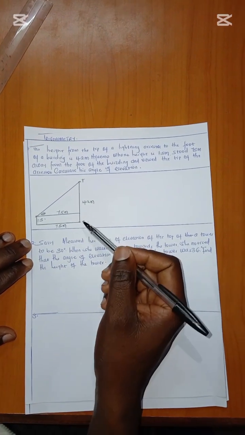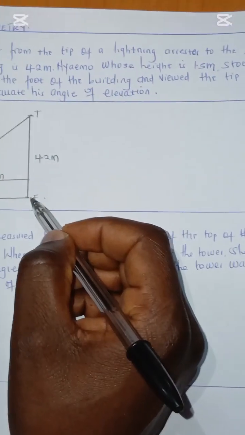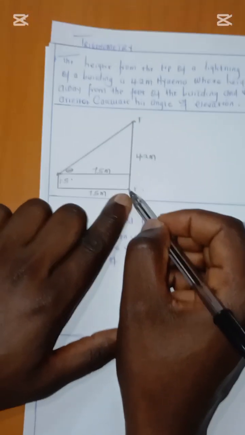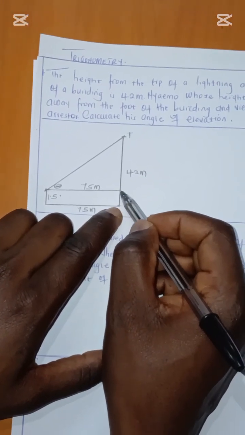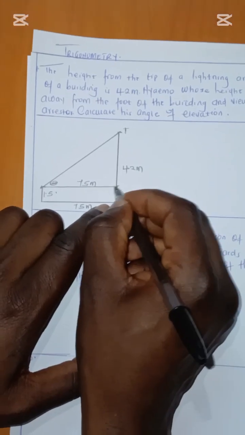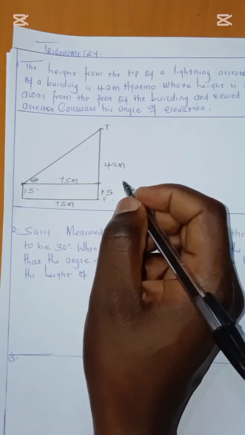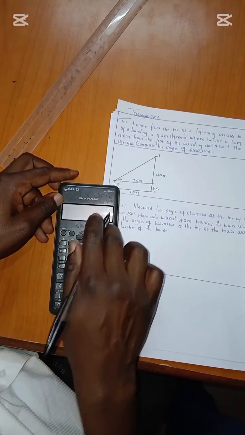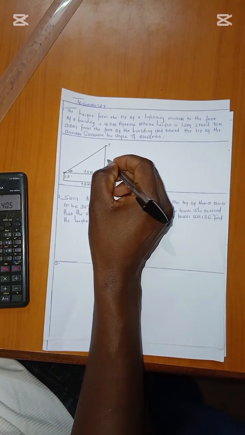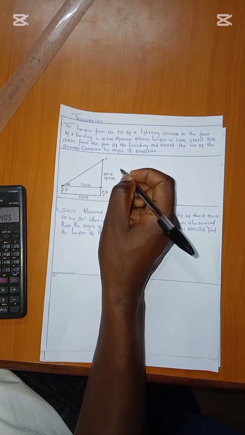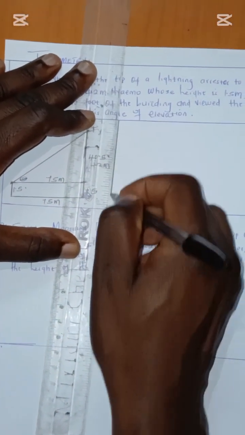Now, here comes the problem. You cannot use 42 meters from the foot. Why? Because Nyaemo is not looking at the tip of the lightning arrestor from the foot. He is 1.5 meters high. So you must take 42 minus 1.5. Let us do it together: 42 minus 1.5 is 40.5. So the height of interest is 40.5. Now at this point, we can use it to get the height of the building.